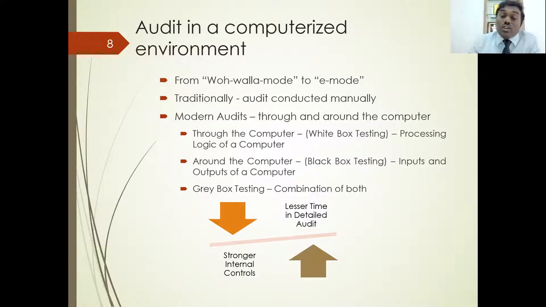That means you are looking at the processing logic. In the white box, you look into the processing logic. That means you forget the input, you forget the output. You focus only on the process. Auditing around the computer means you look into the input, you look into the output. You are not bothered about the processing. Because when you look into the input and the output, indirectly the impact of processing is taken care of. 70 to 80% of the time, audit is done on a black box approach, where we look only at the input and output. We don't look into the processing.